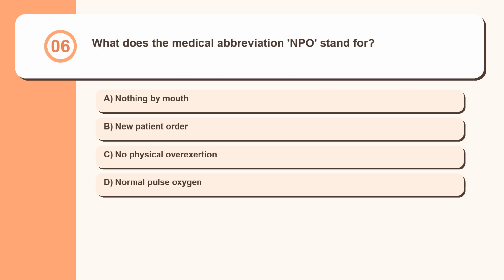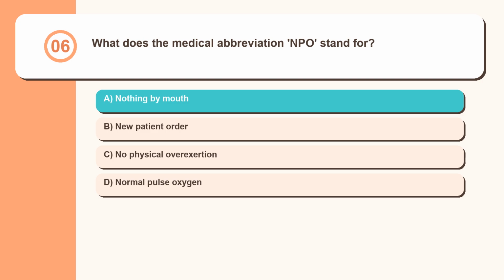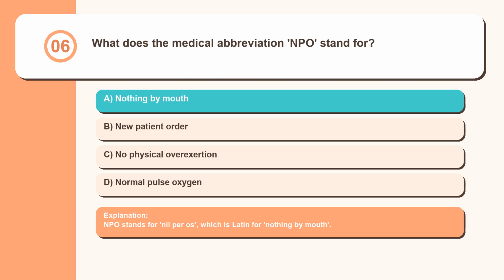Question 6. What does the medical abbreviation NPO stand for? Nothing by mouth, new patient order, no physical overexertion, normal pulse oxygen. NPO stands for nil per os, which is Latin for nothing by mouth.